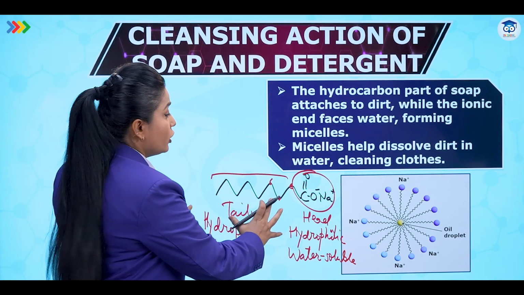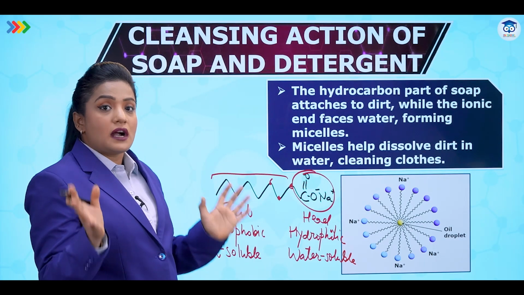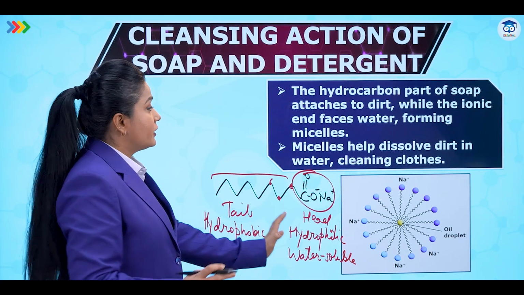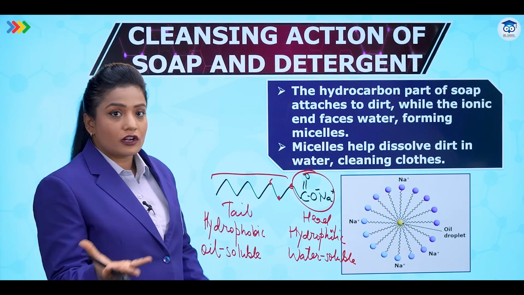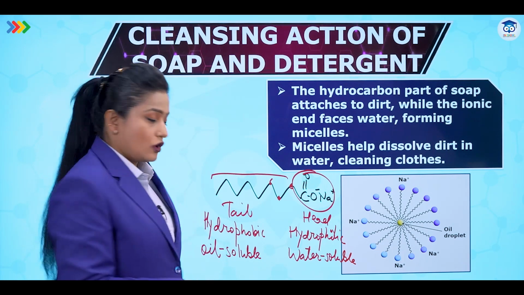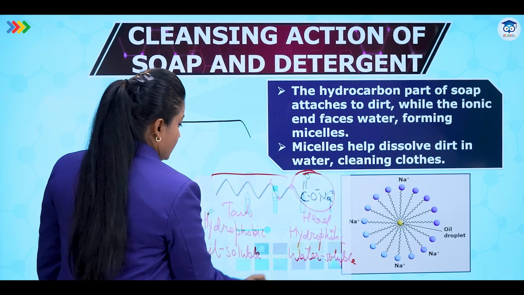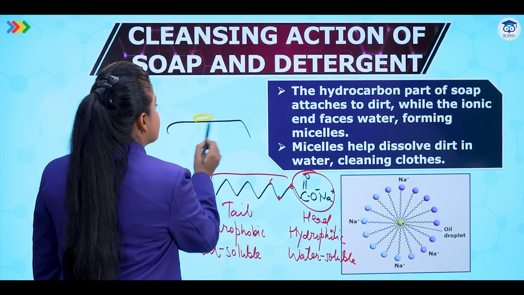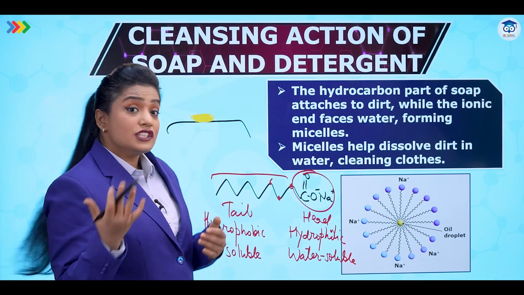So this is one molecule of soap. Are you able to understand how we differentiate the parts of the soap molecule in two different ways? And then we come to this first point. Now if I have a cloth which has an oil stain on it, imagine this is my cloth and it has an oil stain. Oil is insoluble in water.